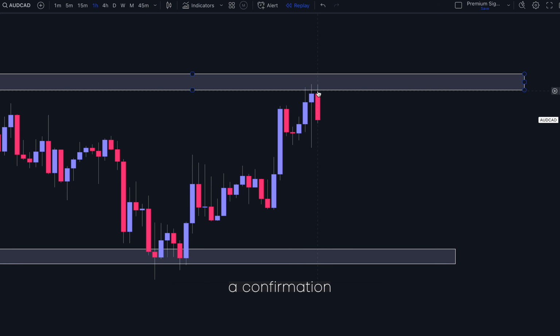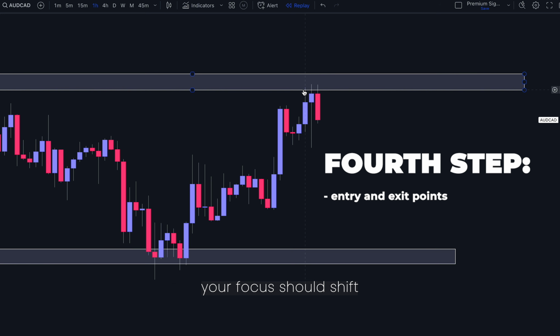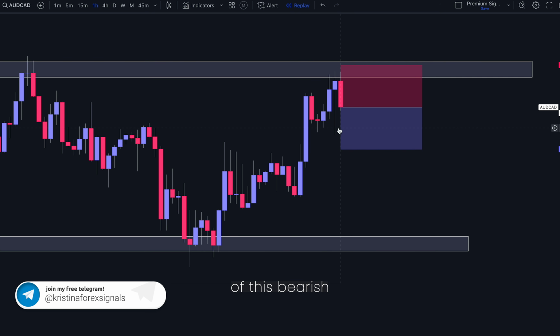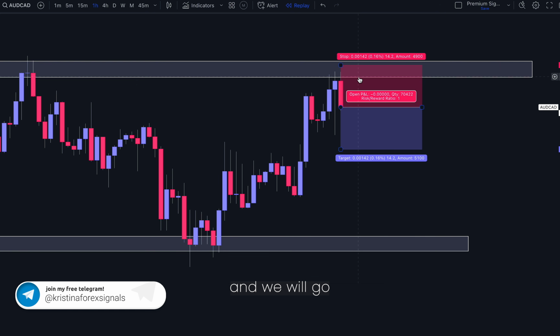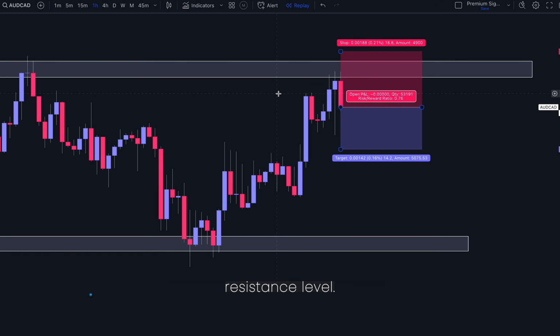So now that we have a confirmation of a candlestick closure that was rejected off this resistance, once again, we know that the selling pressure is likely to continue. So in the fourth step of this trading strategy, your focus should shift to where to enter your trade. So in this case, we would enter on a closure of this bearish engulfing candlestick pattern, and we will go ahead and place our stop loss just above this resistance level.